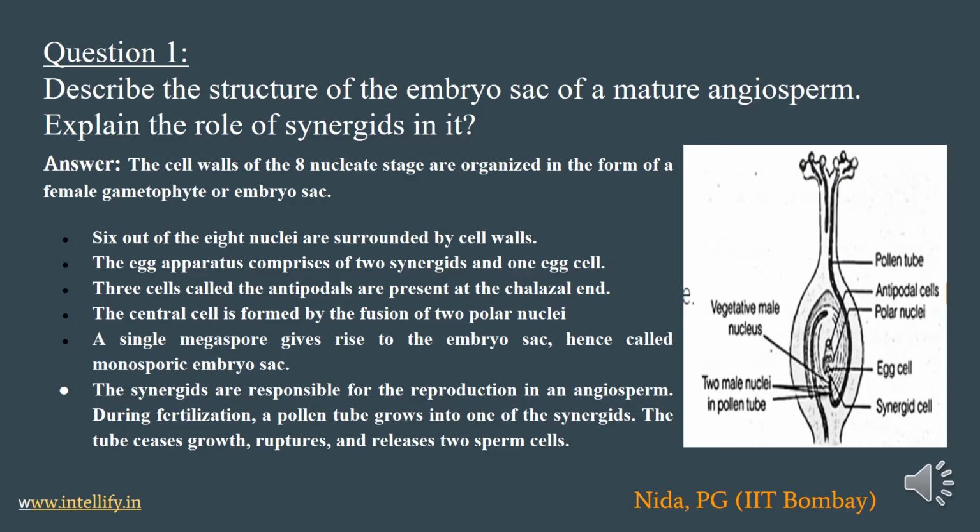Question number 1, describe the structure of an embryo sac of a mature angiosperm plant and also explain the role of synergid in it. Firstly, what is embryo sac? It is a female gametophytic structure of a plant in which three parts are there: stigma, style, and ovary. A stigma is the landing platform where the pollen grain germinates.